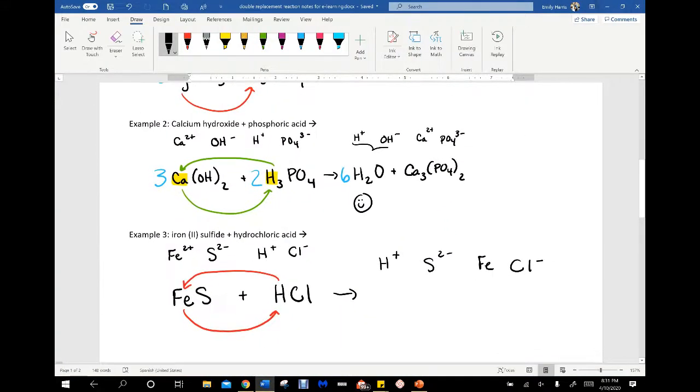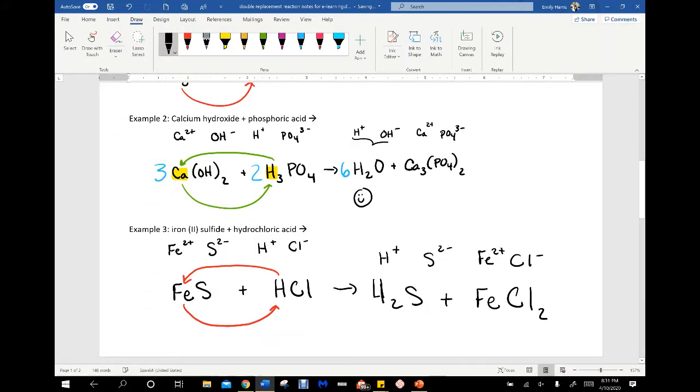So now let's build those 2 new compounds. I'll need 2 hydrogens to match with my sulfur. And then my iron, since it's a 2+, I'll need 2 chlorines to balance out that charge. Then you go back and balance at the very end. So I have 1 iron on each side, so that looks good to go so far. I have 1 sulfur on each side. I have 2 chlorines on the right, so I'll need to put a 2 on the left, and I think that takes care of our hydrogens as well. So now that reaction is also balanced. Okay, so there you go.